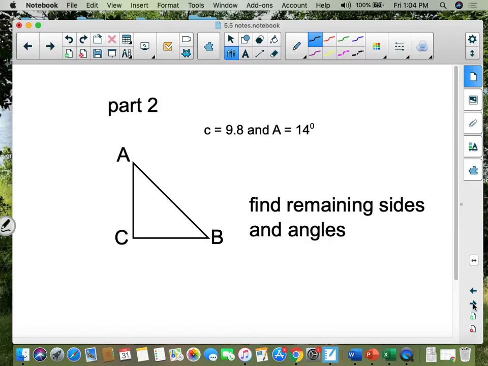And then the last template, this is again on the next test. It tells you that angle C is 90 degrees. It tells you that little side C is 9.8. It gives you angle A as 14. On the last test, you found a side. On this test, you have to find all the remaining parts of the triangle. That's the only difference. We know everything about C. We know angle C, we know side C, it's opposite. We know angle A is 14.